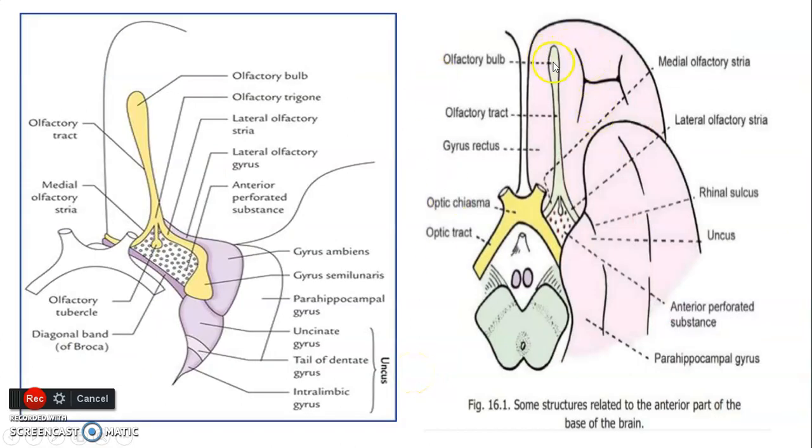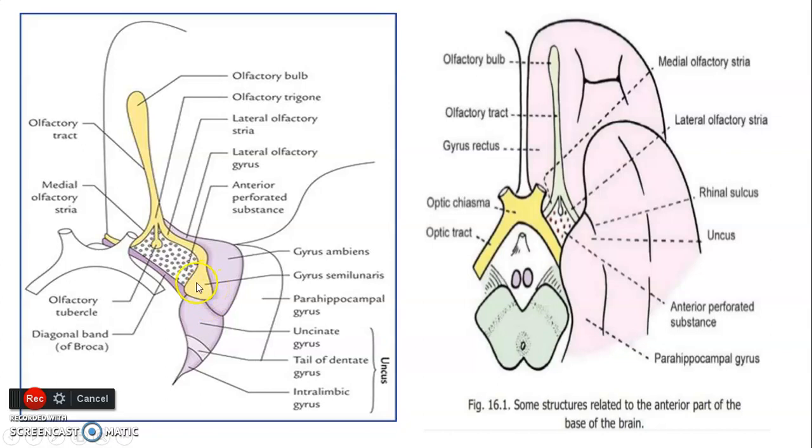So this is your bulb, the tract, the lateral stria, and the medial stria. You can see this is parahippocampus. This is your anterior perforated substance. So some will cross through anterior commissure from the medial stria to the olfactory of the other side. Again, this is your anterior perforated substance. This is your lateral stria, medial stria, and you can see an olfactory tubercle here.